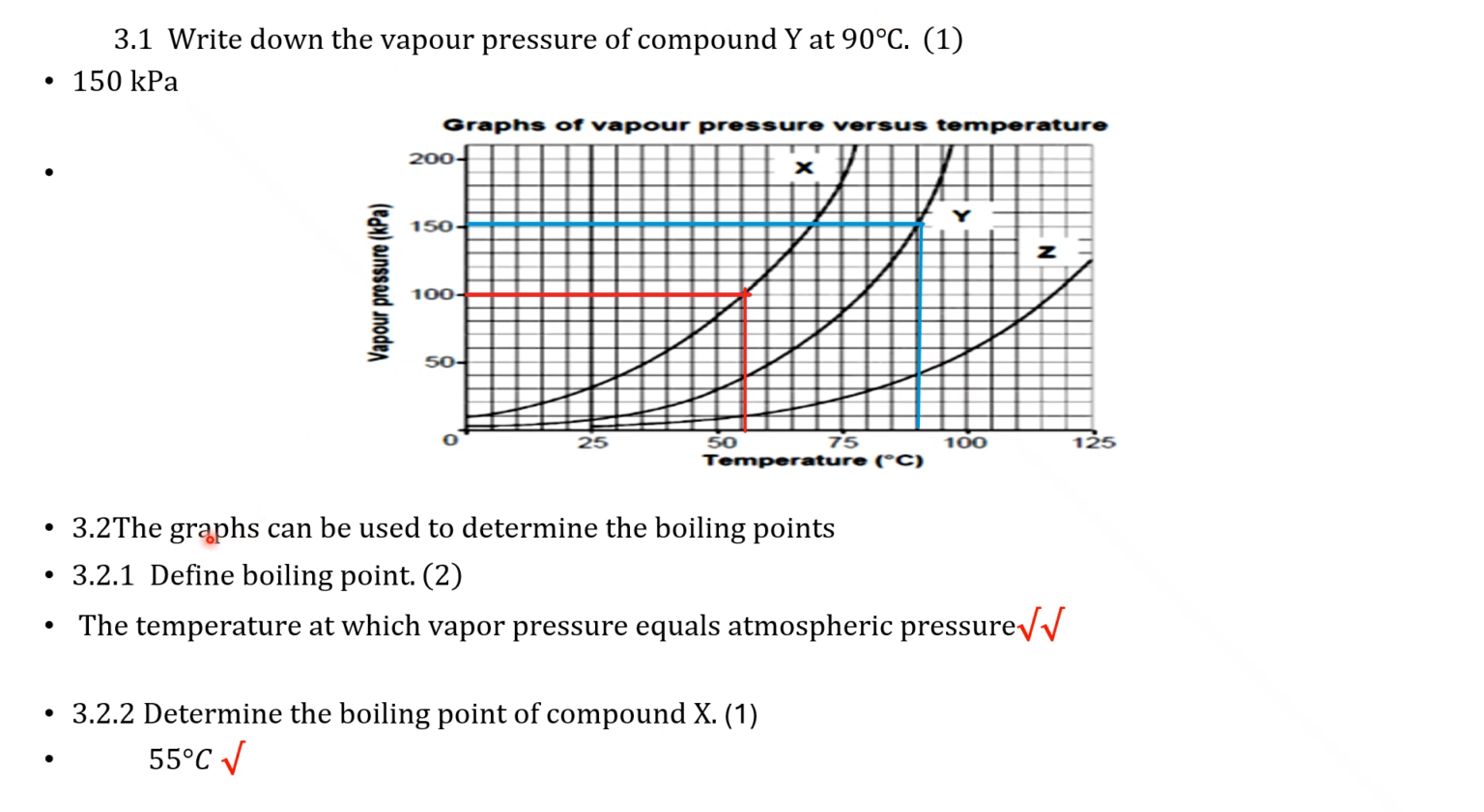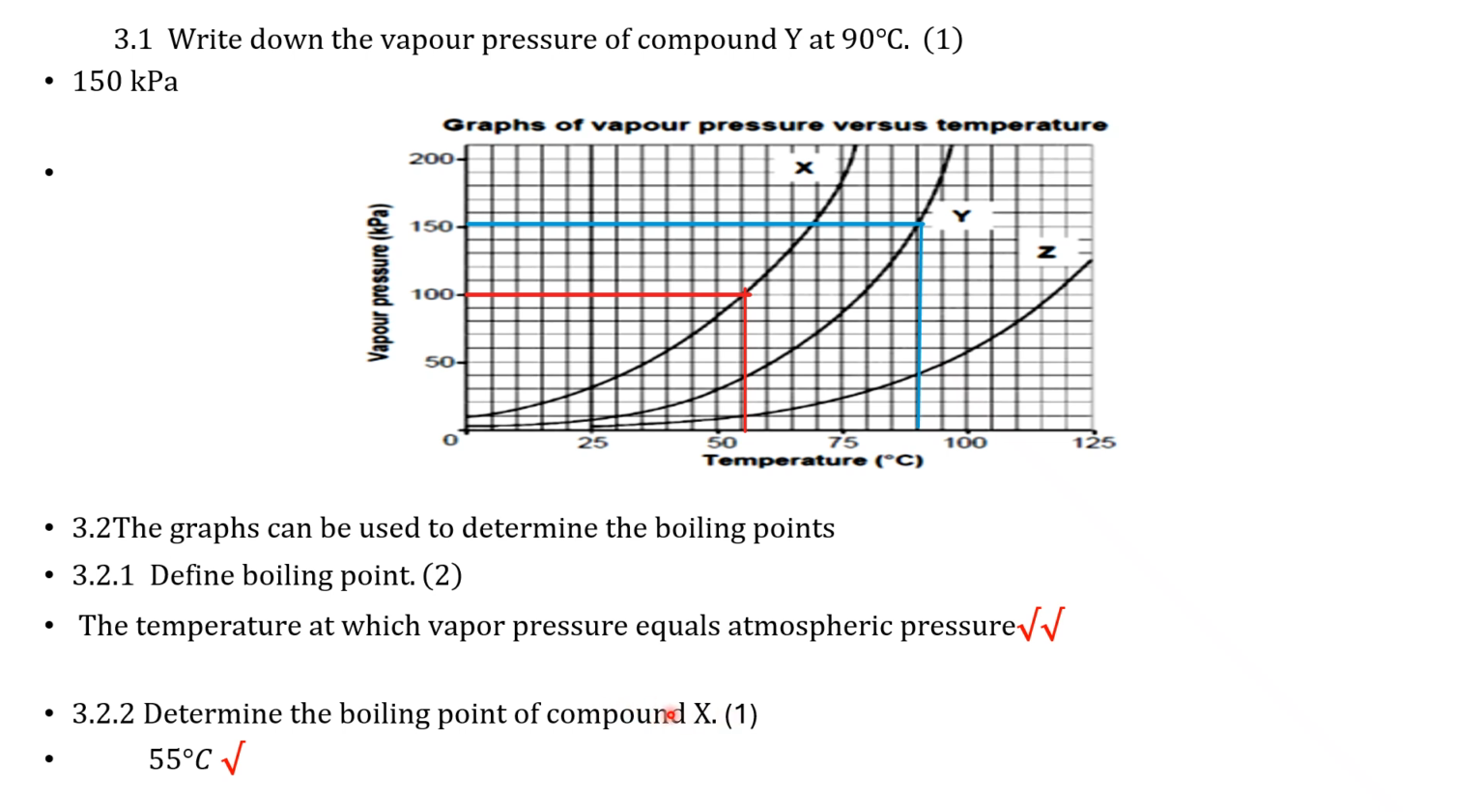Right. 3.2, the graphs can be used to determine the boiling points. Define boiling point. This is the temperature at which vapor pressure equals atmospheric pressure. Right, so determine the boiling point of compound X.